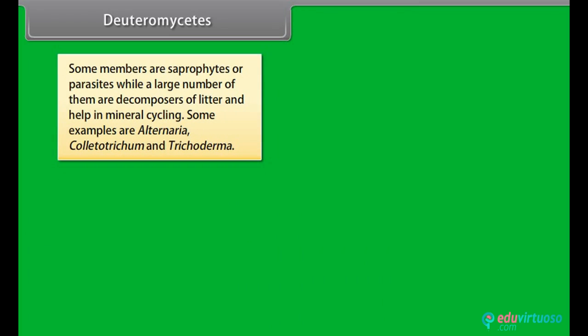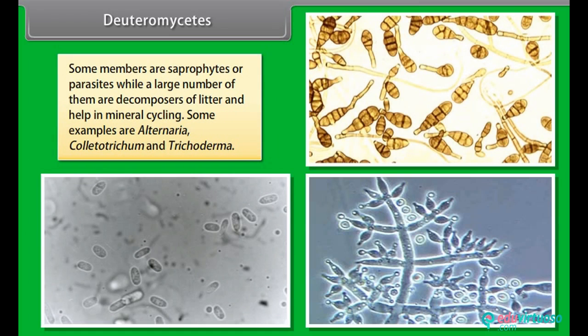Some members are saprophytes or parasites, while a large number of them are decomposers of litter and help in mineral cycling. Some examples are Alternaria, Colletotrichum, and Trichoderma.